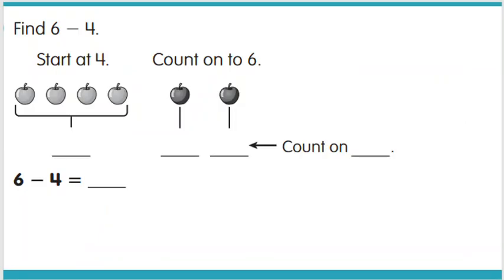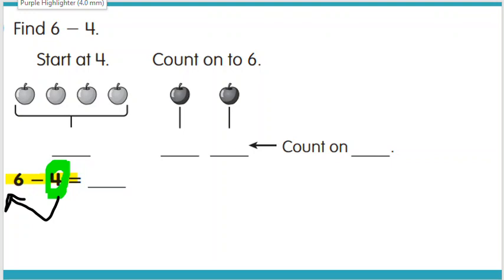As I said, if you watched the video before, when you're using the count on strategy to add, you usually start with the larger number. Well, when you're using it to subtract, like the problem 6 minus 4, you actually want to start with the smaller number. So we want to get that smaller number in our mind, and then we're going to count on up to the larger number, the 6, in order to figure out what that is.